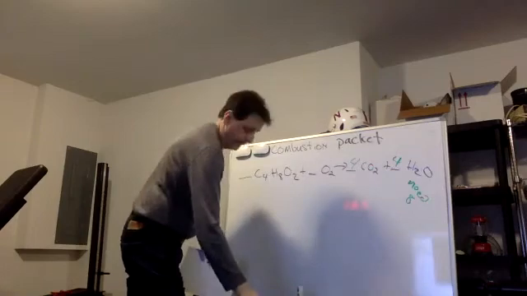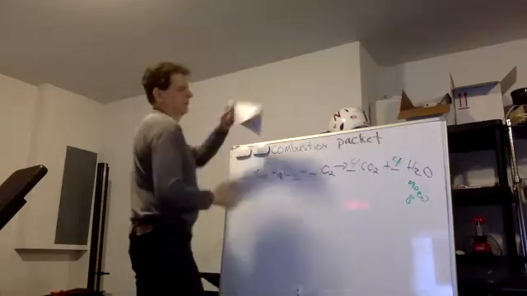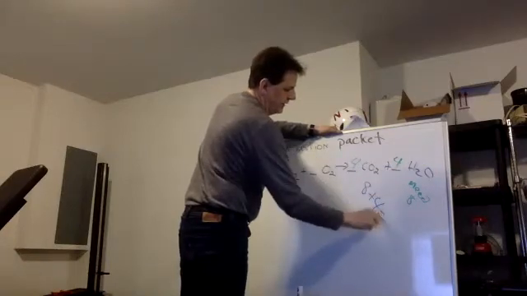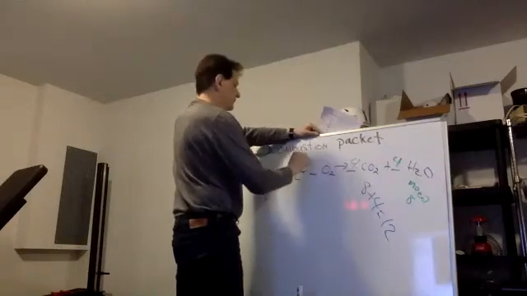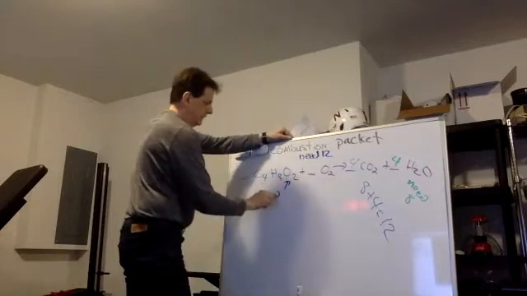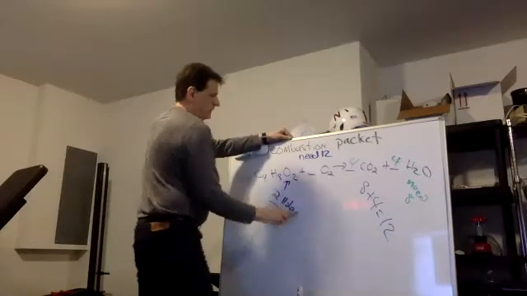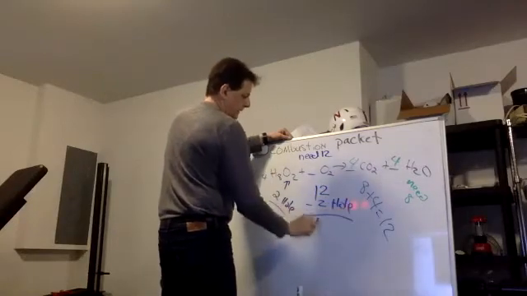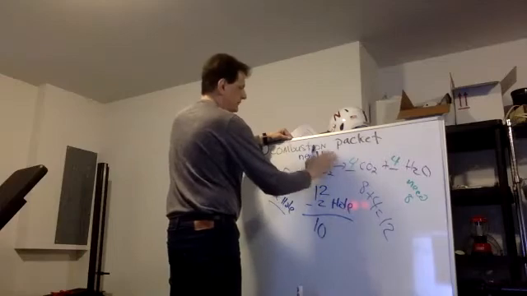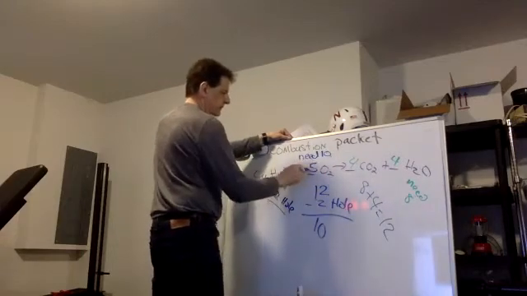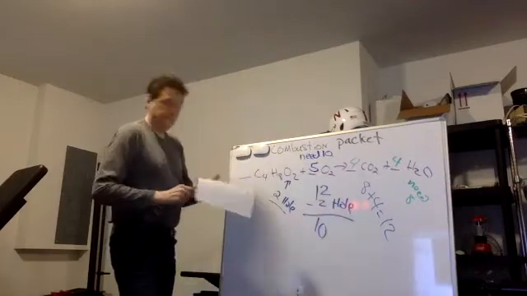Then you do the O count. 4 times 2 is 8. 4 times 1 is 4. 8 and 4 is 12. So your need here is 12, but you have 2 in the hole. So you take that 12 minus your 2 from the hole, and your net need is 10. So 2 goes into 10 5 times.